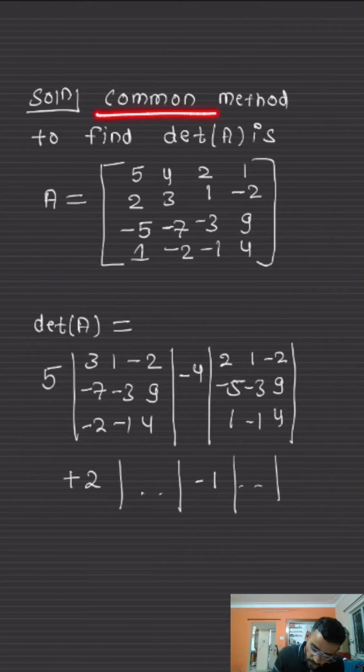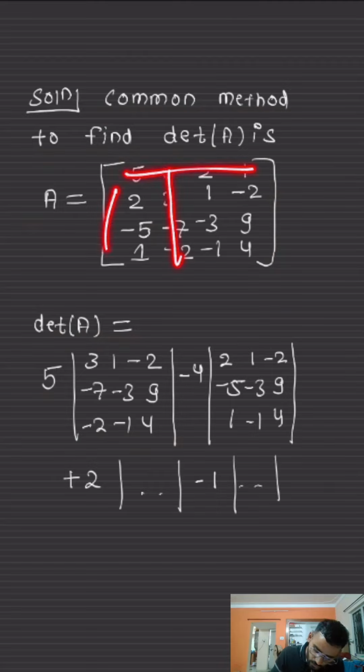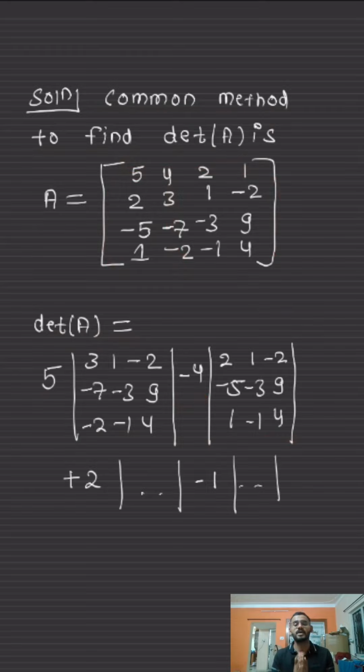One common method to find the determinant of A is the minor method. Given A, which is a 4 cross 4 matrix, we can find the determinant using the minor method, which is 5 into minor of 5, 5 into minor of 5, then minus 4 into minor of 4, minus 4 into minor of 4, and so on. But for a square matrix of dimension greater than or equal to 4, this method is very time consuming.